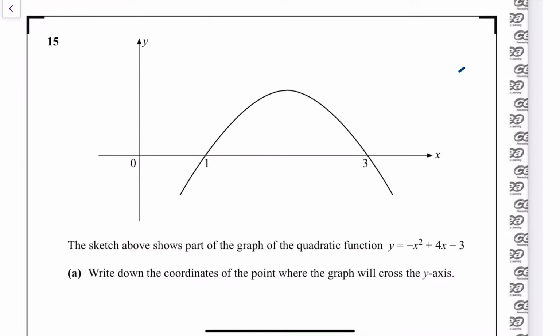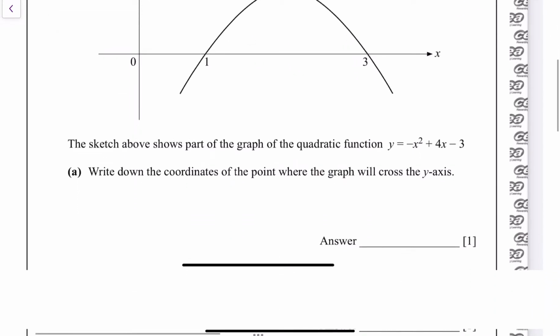So you can't really use the graph to do this because the graph would continue on down here if we just go over this, and that's where it would cut the y-axis, but you can't use your graph. The graph is just there for a wee reference for you, but it's not particularly useful. So where you cross the y-axis, my x value is 0. So what they want you to do is put x equal to 0.